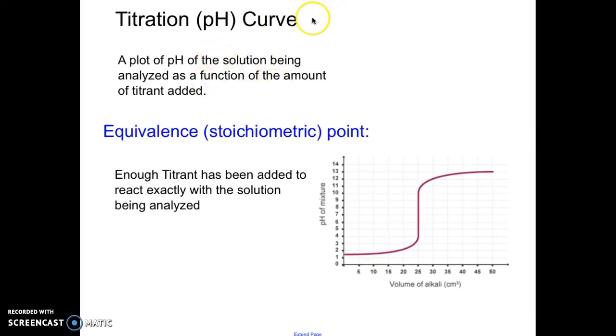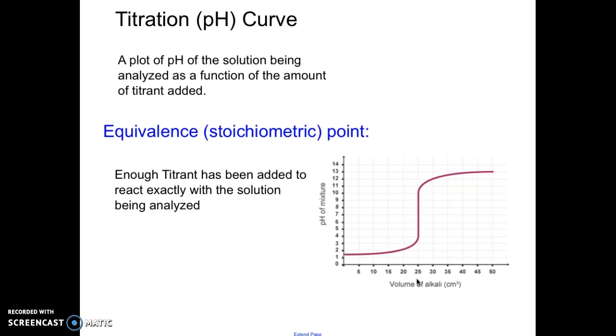Okay, AP Chem kids, I want to do a video on strong acid titrations with a strong base. What we make is something called a titration curve. It's also called a pH curve. And you'll know it's a titration because you are measuring pH on the y-axis and the volume of your titrant is on the x-axis.